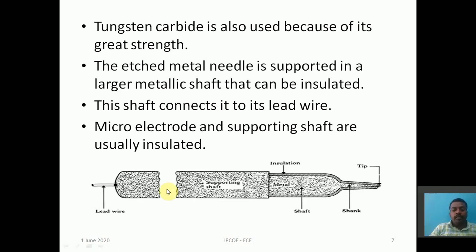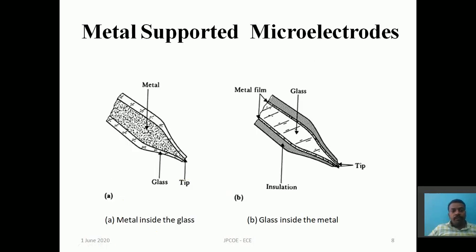This is the lead wire I already mentioned, and it is connected through the shaft. So the microelectrode and supporting shaft are usually insulated. The supporting shaft is also insulated. The next one is metal supported microelectrodes.